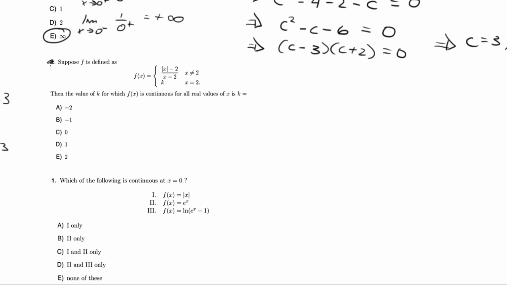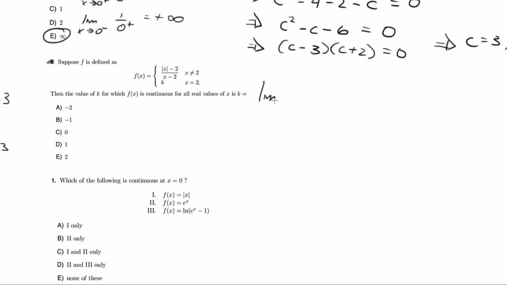Next one says, suppose f is defined here. Then the value of k for which f is continuous is the same style as the previous two. Okay, we need to find the limits. Here it's x not equal to 2. Therefore, from the left and from the right is both this function.